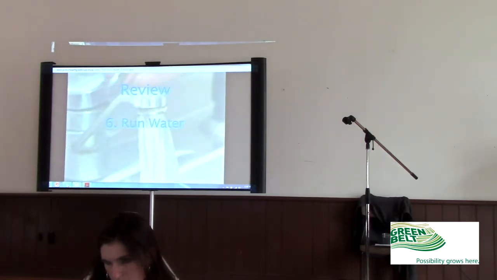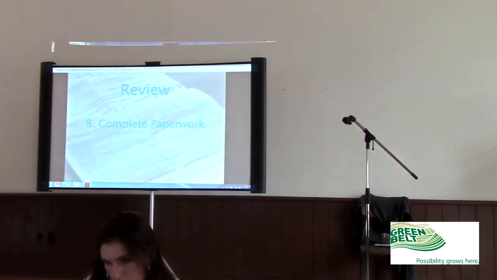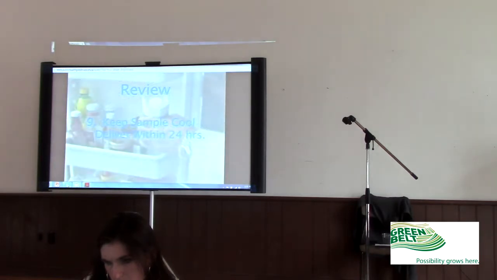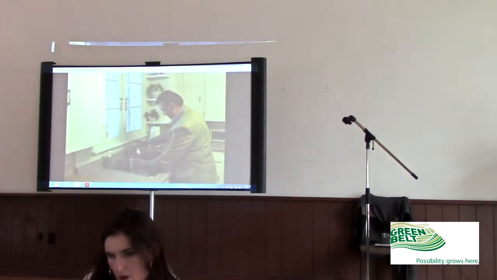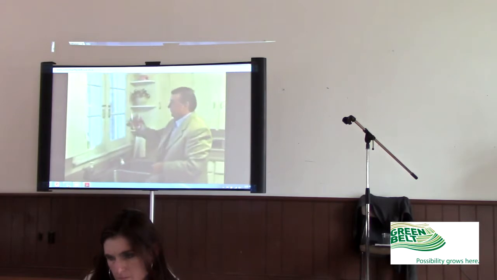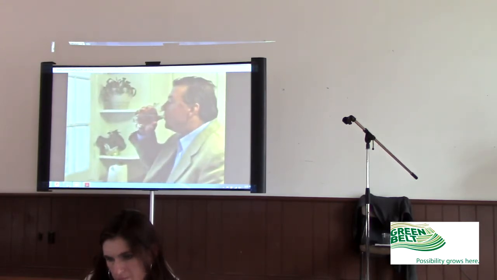Run water for 2 to 3 minutes before sampling. Fill the bottle to the level that is clearly marked on the container. Fill out all of the required paperwork. Keep the sample cool and deliver within 24 hours. Frequent accurate water sampling can help prevent serious illnesses associated with poor water quality. Protect yourself and your family by protecting your source water supply.